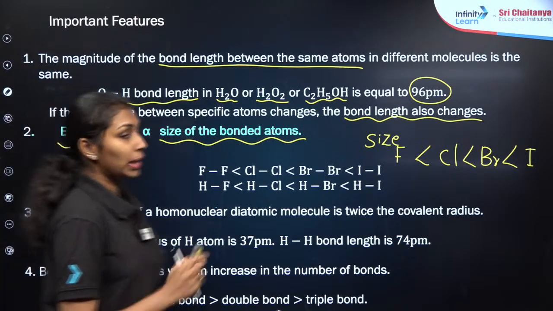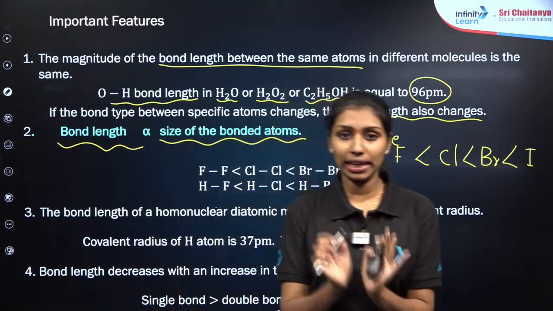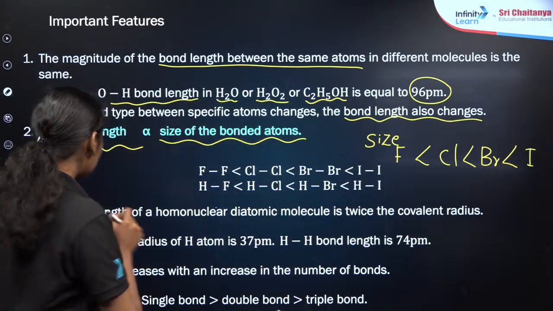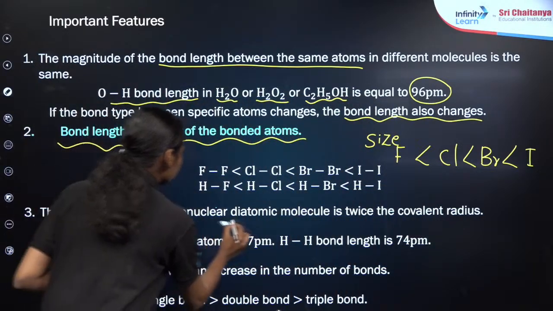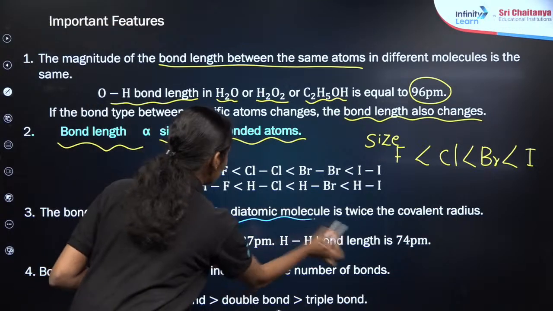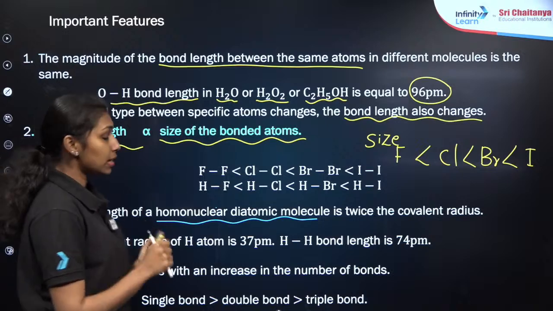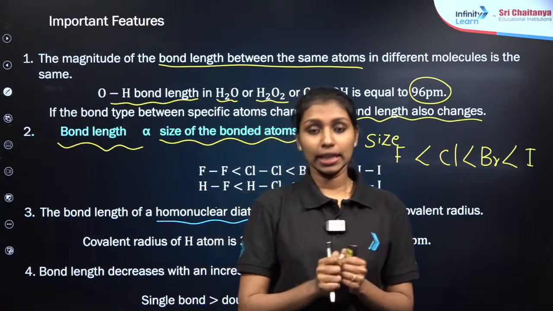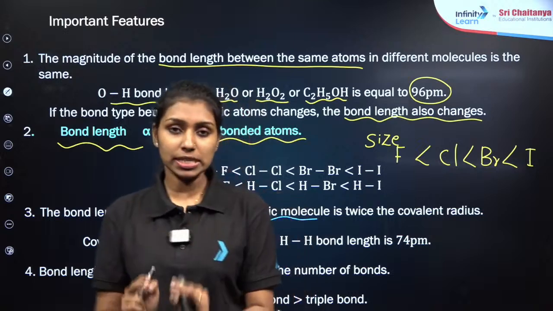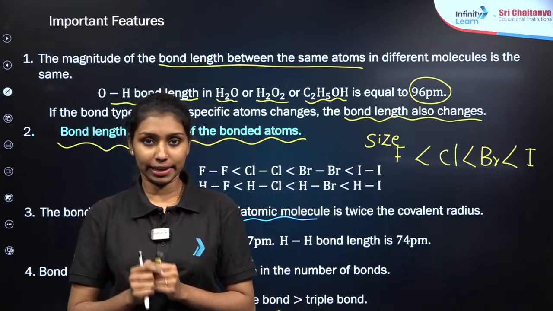Now, if we are considering a homonuclear diatomic molecule, that means the atoms contain the same number of atoms. For example, the H2 molecule, which is formed by two hydrogen atoms. Their bond length will be twice the covalent radius. We already mentioned that bond length will be twice the covalent radius.